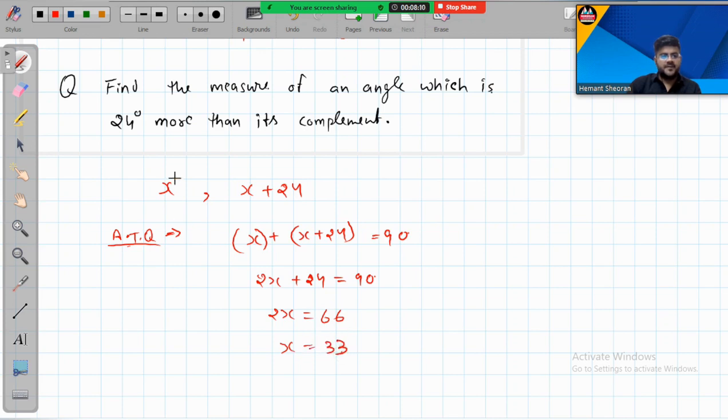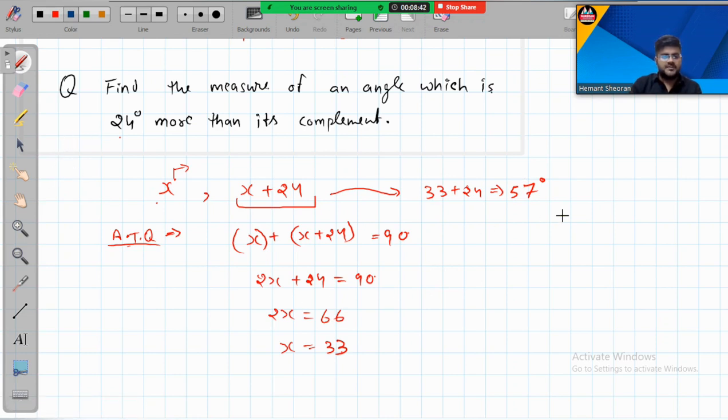So one of the angles is 33 and the other is 33 plus 24. Which one is the required angle, the x one or the x plus 24 one? X plus 24, because they are asking to find the measure of an angle which is 24 degree more than its complement. So 33 plus 24 gives 57. Yes or no? Yes.